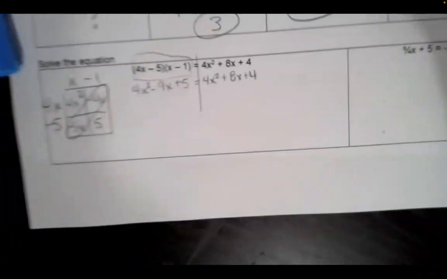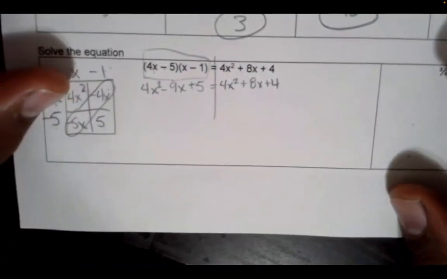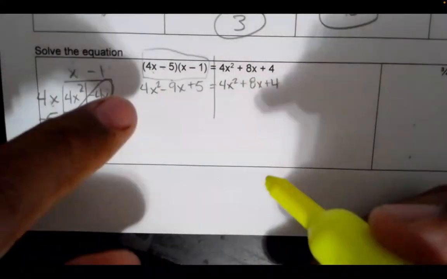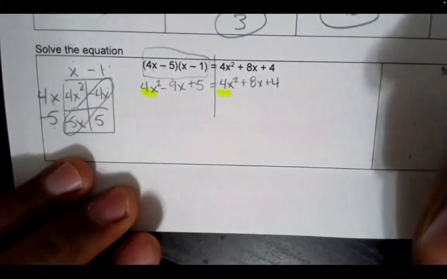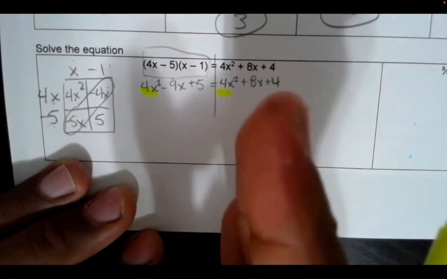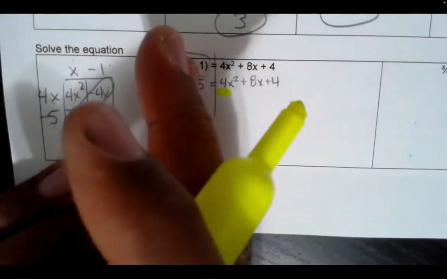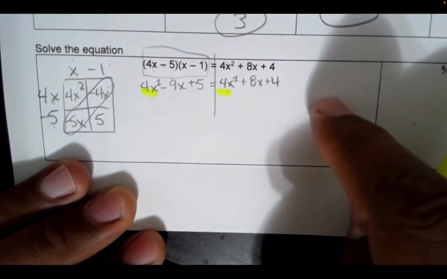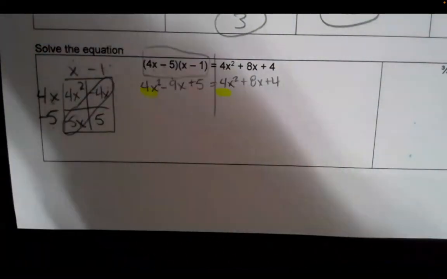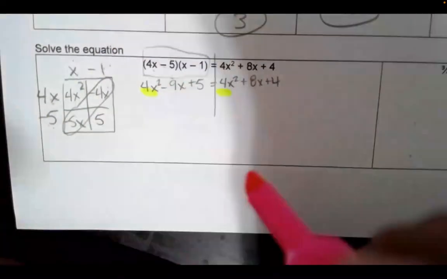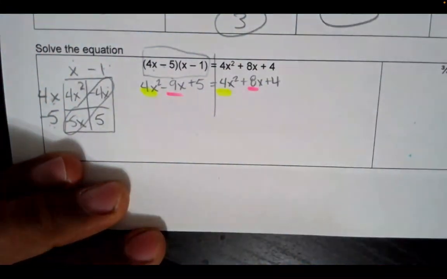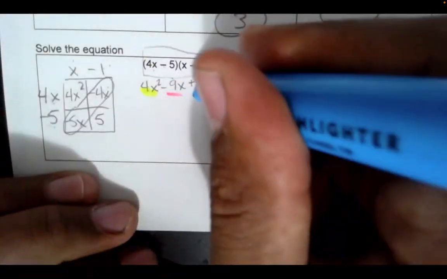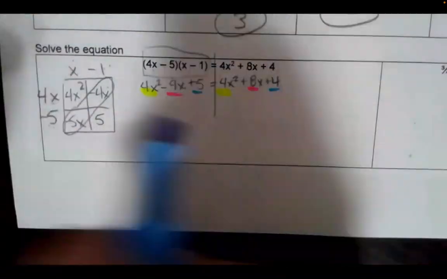All right, now what I need to do is we need to combine the terms that are like each other, okay? So let's start with the first number. The 4x squared is going to go with 4x squared. And remember, what we like to do is we like to try to cancel the x's on this side and bring them to the left. Anything that's a number, we're going to try to bring to the right, okay? All right, so now the negative 9x combines with the 8x. And then lastly, the 5 will combine with the 4.